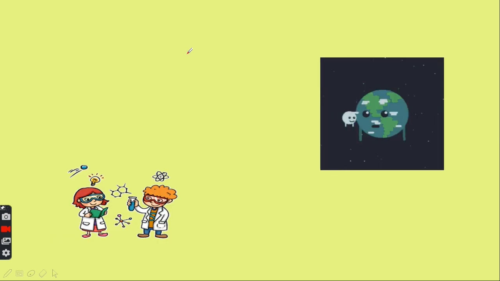So here is another picture. Which one has the bigger mass? The Earth planet or the Moon? Of course, you will say it is the Earth planet. The Earth planet has a greater mass. So which one will have a greater force of gravity? Of course, the Earth planet.